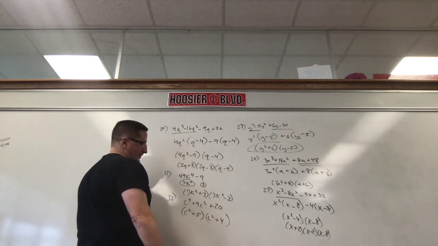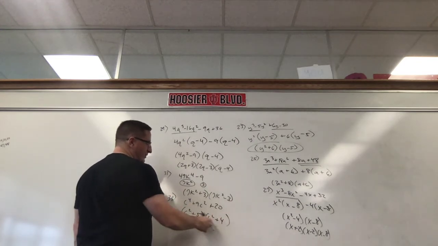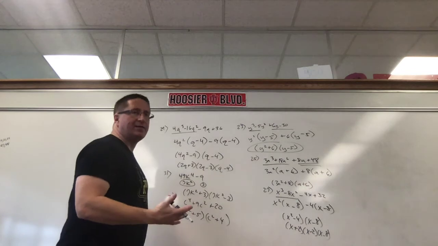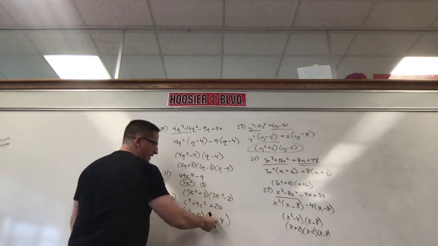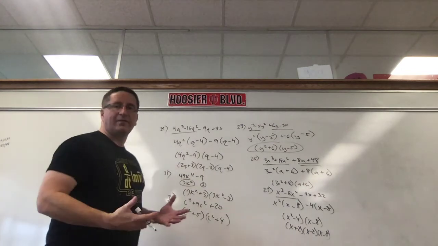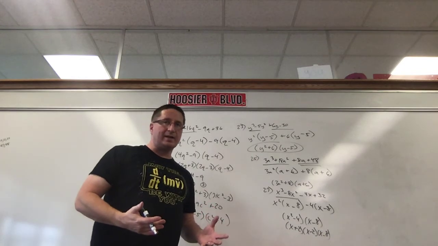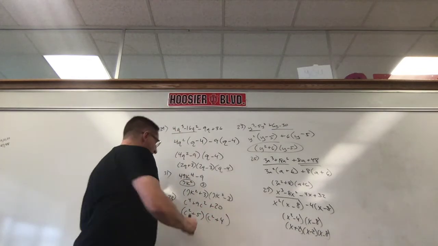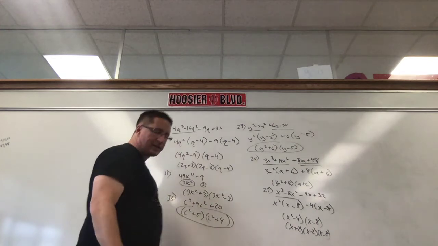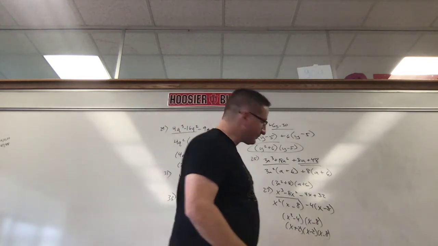Now be careful here. Some students might want to factor this further and say, well, those are both squares. It's difference of squares. Difference of squares means subtraction. That's a sum of squares. How do you factor a sum of squares? You can't with real numbers, okay? So that's as far as that one goes. That one doesn't factor any further than that, okay?